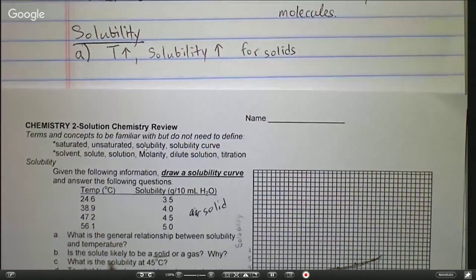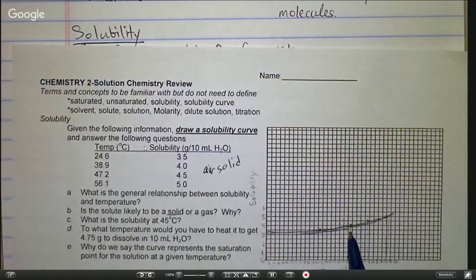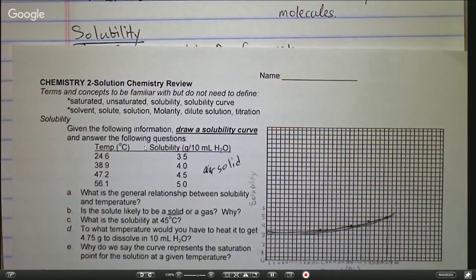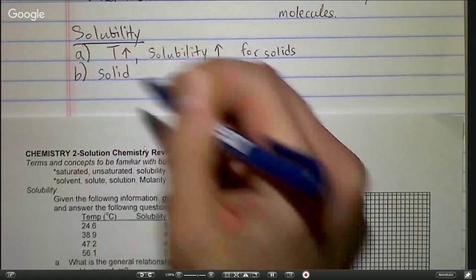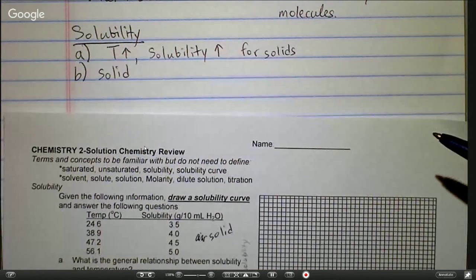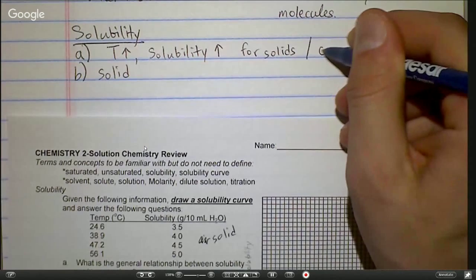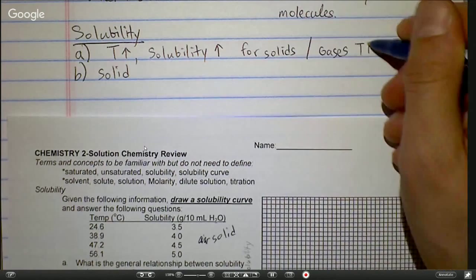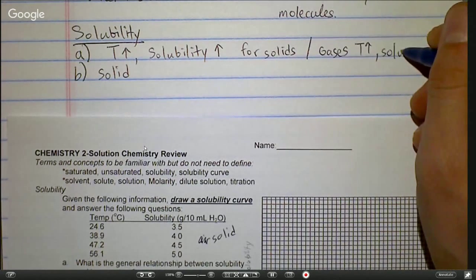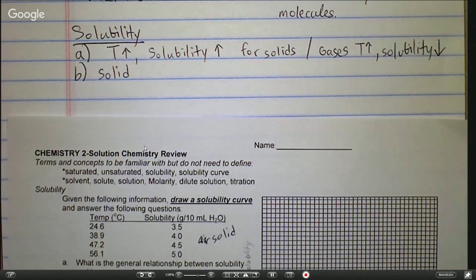And B, is the solute likely to be a solid or a gas, and why? Well, based upon the data that we have here, we see a direct relationship between solubility and temperature. And so we'd say in B, it's likely a solid solute because it has that relationship, okay? Which means that for gases, it's an inverse relationship. So as the temperature increases for gases, the solubility actually goes down. Okay, so do be aware of that relationship.